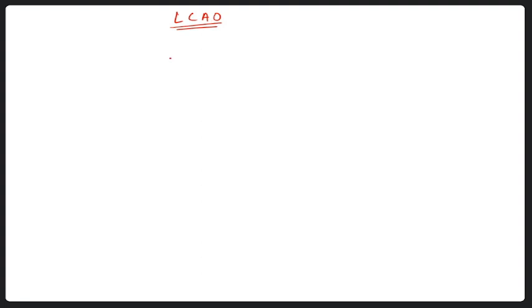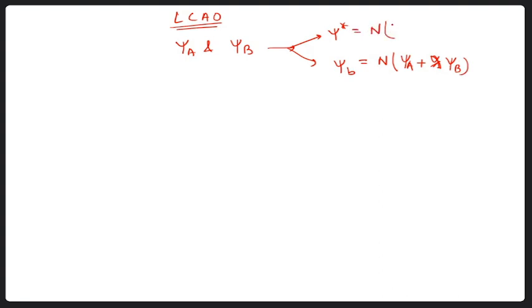So we know that if two wave functions, suppose psi A and psi B, combine together, they form psi bonding and psi antibonding, that is psi star. Psi bonding means n into (psi A plus lambda into psi B), whereas psi antibonding means n into (psi A minus lambda of psi B). Bonding means coming close to each other, antibonding means far apart from each other.